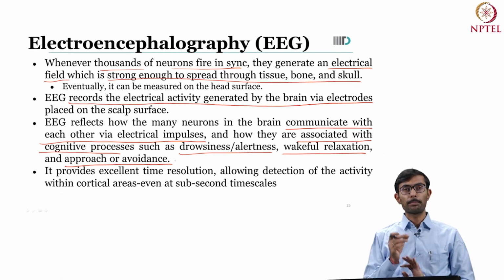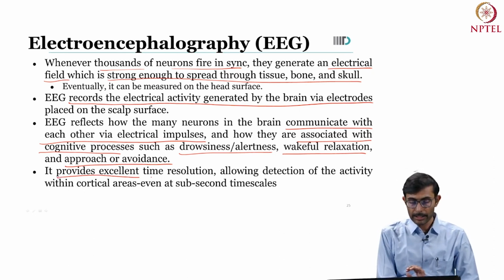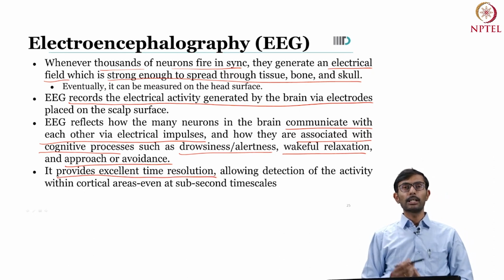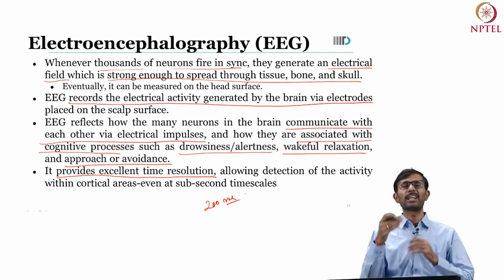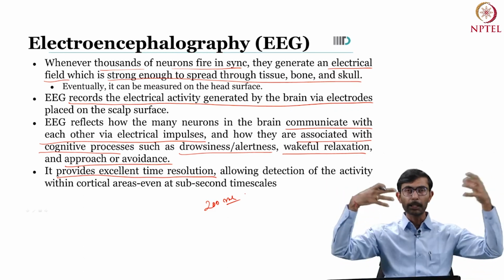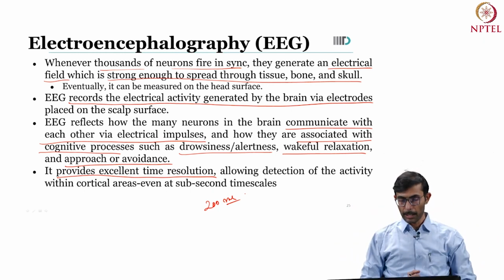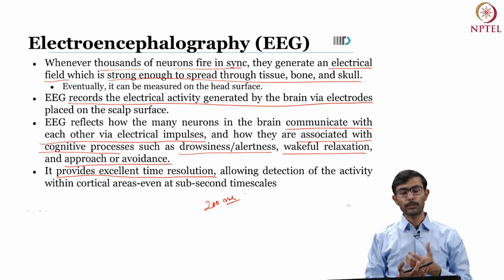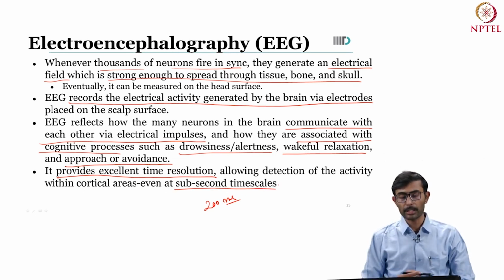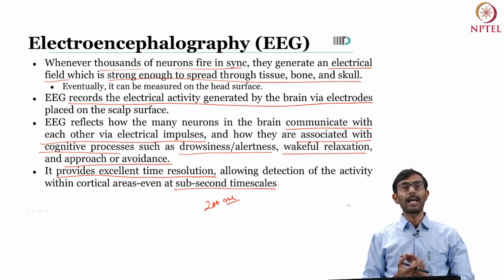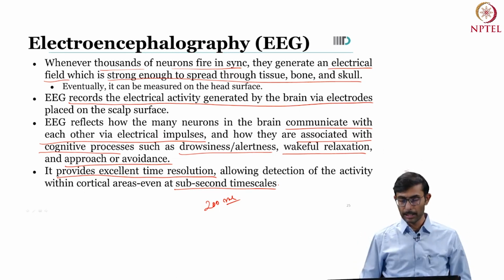Another important feature of the EEG signal is that it provides an excellent time resolution. What it means is that the response time of the EEG signal is pretty fast, somewhere around 200 milliseconds. From the onset of the stimulus, it takes around 200 milliseconds for the response to occur in the EEG signal, and hence it allows the detection of activity at sub-second time scales. Within 200 milliseconds you may have the response, so within a second you can analyze the cognitive activity that is happening inside the brain.